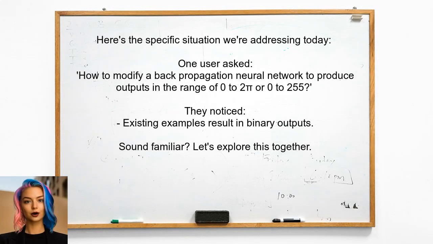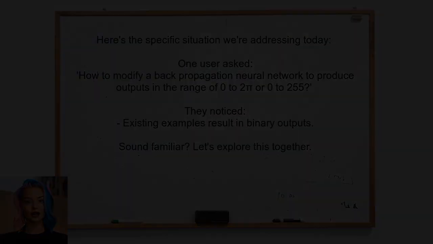Here's the specific situation we're addressing today. One user asked how to modify a backpropagation neural network to produce outputs in the range of 0 to 2 times pi, or from 0 to 255. They noticed that the existing examples always resulted in binary outputs, and they want to know how to change that. Sound familiar? Let's explore this together.